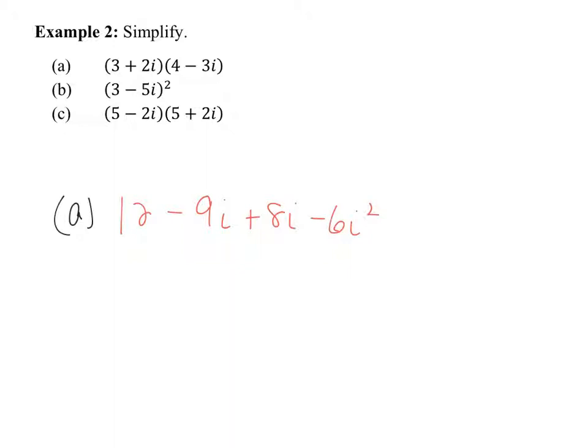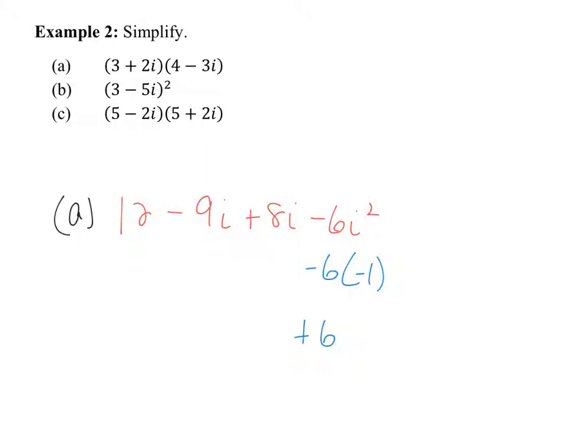Always going to be an i squared. Yeah, at the end, you could replace the i squared with a negative 1, making that minus 6 times negative 1, or a positive 6 at the end there. Whenever you see an i squared, get rid of it and switch the sign it's attached to, because i squared is negative 1.